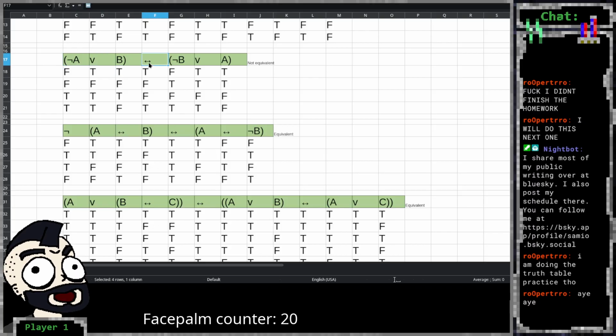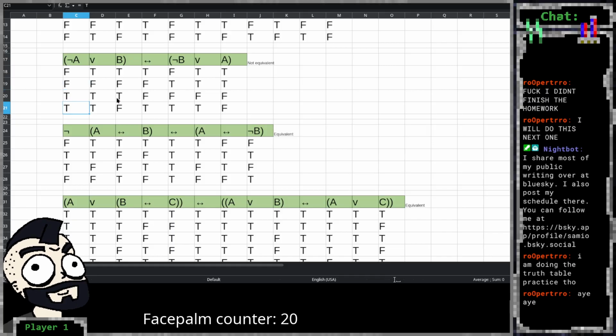Not A or B is equivalent to not B or A? No. So in this case, I skipped doing the A part. I already know that A is TTFF. So the negation of A, that is just FFTT, the inversion. I'm just cutting one step here.